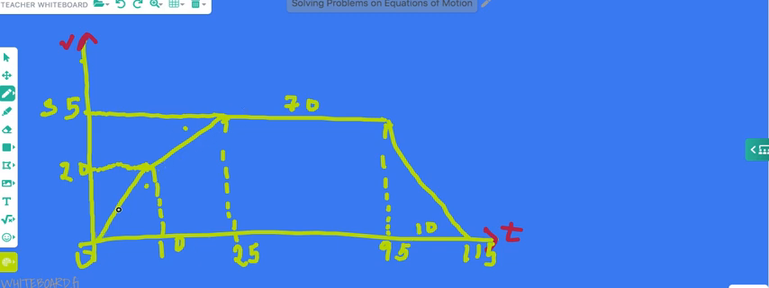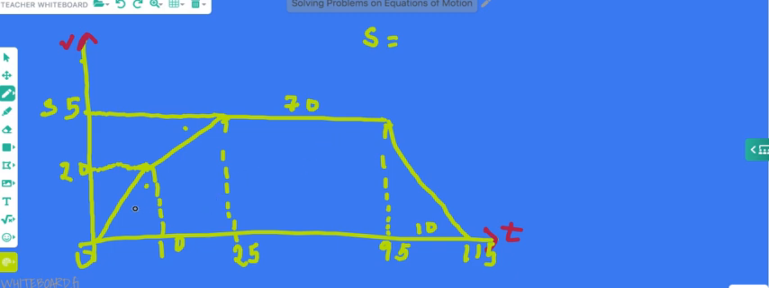So this is how the graph will be. The body moves until it attains a speed of 20 meters per second. Then it accelerates again at 1 meter per second square to attain 35 meters per second. Then later it maintains the speed for 70 seconds before finally coming to rest. So this is how the graph will be. Then, from our graph, the total distance traveled, that is S, we are going to use the area under the graph.